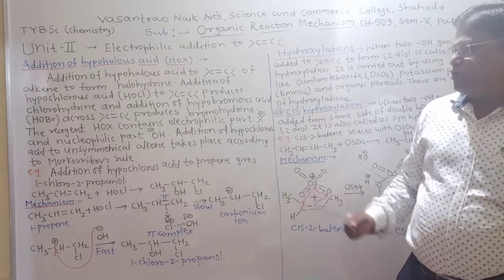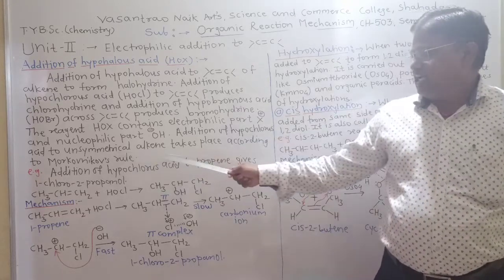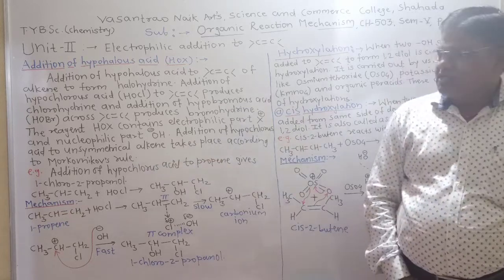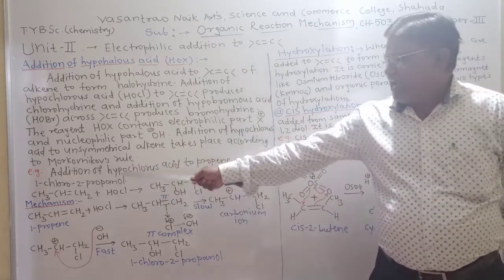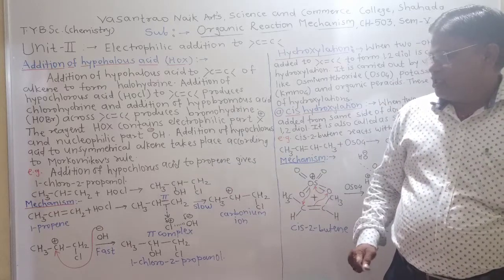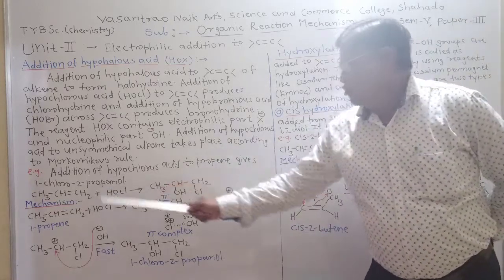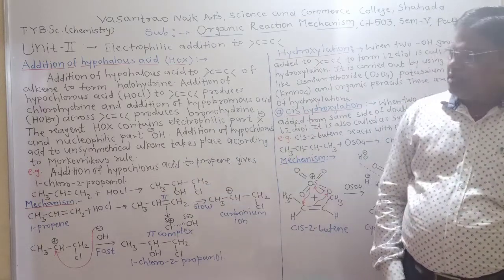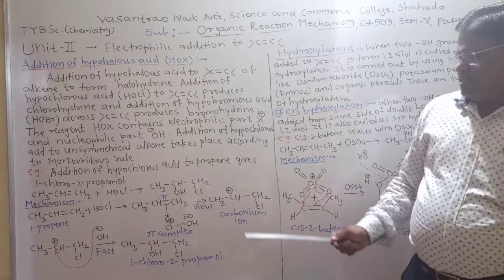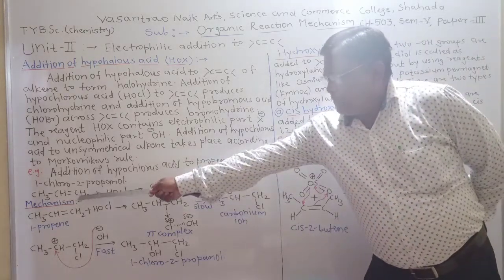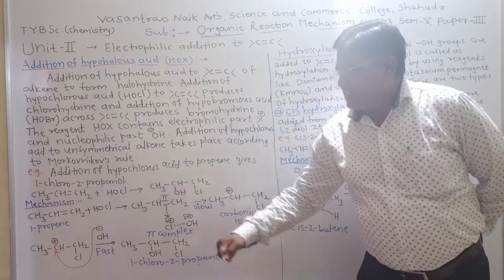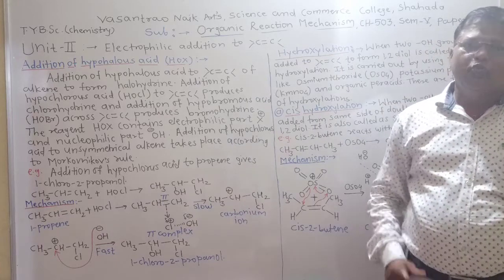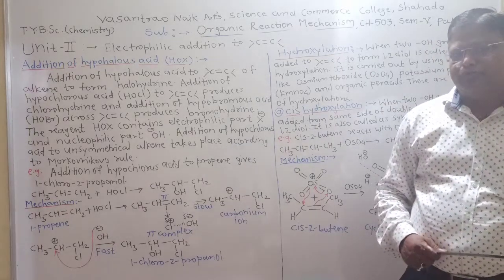Addition of hypochlorous acid to an unsymmetrical alkene takes place according to Markovnikov's rule. Now the example: addition of hypochlorous acid to propene to form 1-chloro-2-propanol. Now what happens here? Propene is an unsymmetrical alkene and hypochlorous acid is an unsymmetrical reagent, so we should apply Markovnikov's rule.